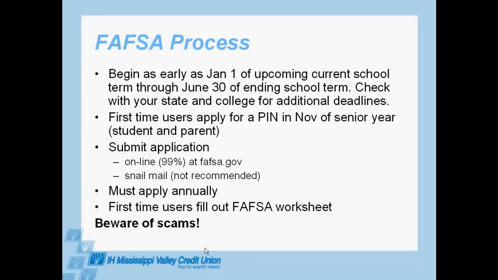When completing your Free Application for Federal Student Aid, you will need a PIN number. You can apply for this PIN prior to January 1st of the upcoming academic year, but that PIN number will be the same number that you will use throughout your entire college career. Your application should be submitted online. And again, you must fill out the same form every single year that you're looking for financial aid. Once you fill out the form the first time, the information automatically fills in for the following years, and you just have to update various information.